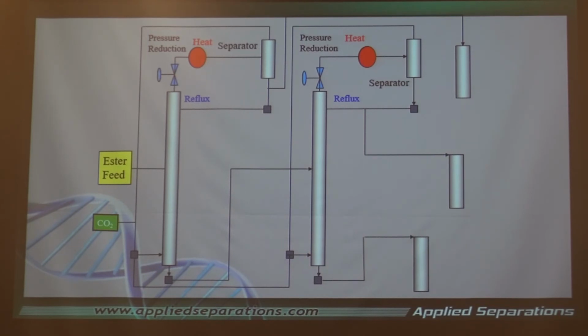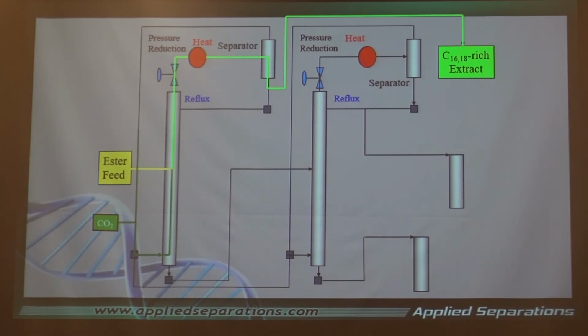Now, we feed in the esters at the midpoint, and we introduce the CO2 here. We begin the extraction, the countercurrent extraction. Remember, this material is going to fall down this way, and we're going to go ahead and extract it off here. Goes through the separator. This gives us an opportunity to reflux. If we didn't remove it all, we start refluxing.